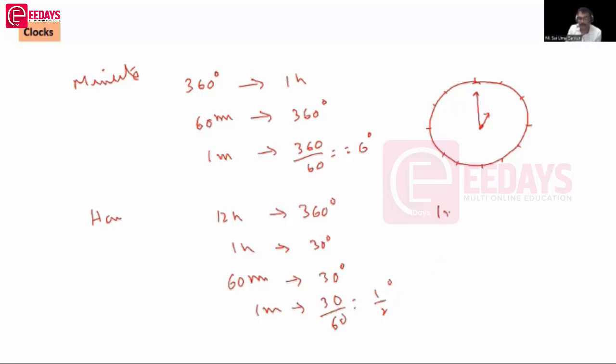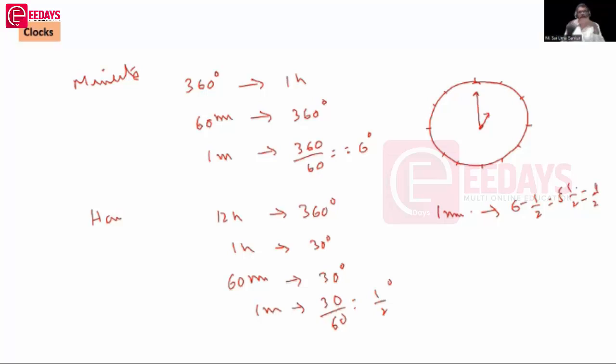That means in 1 minute, it covers 6 minus 1 by 2, that is equal to 5.5. So that is equal to how much? That is 11 by 2. Here, what about this 11 by 2? This 11 by 2 is nothing but the relative speed of minute hand and hour hand.